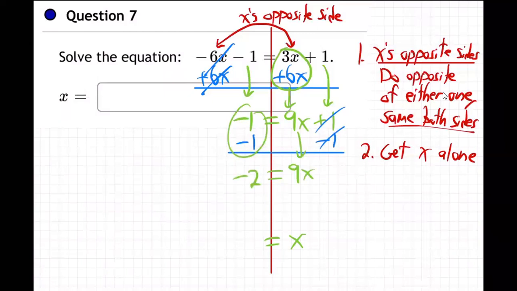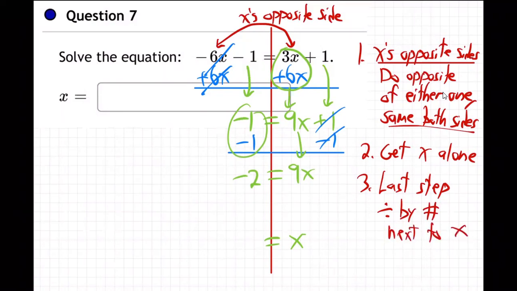Okay, now, last step. Remember the last step? Last step, divide by the number next to x, right? That's always the last step. Divide by the number that is right next to it. So I'm going to do that. I'm going to divide by 9. Cancels out here. X is alone. What's our answer? Well, it's just -2/9. So you can't simplify that in any way. We'll just leave it. That's our answer.